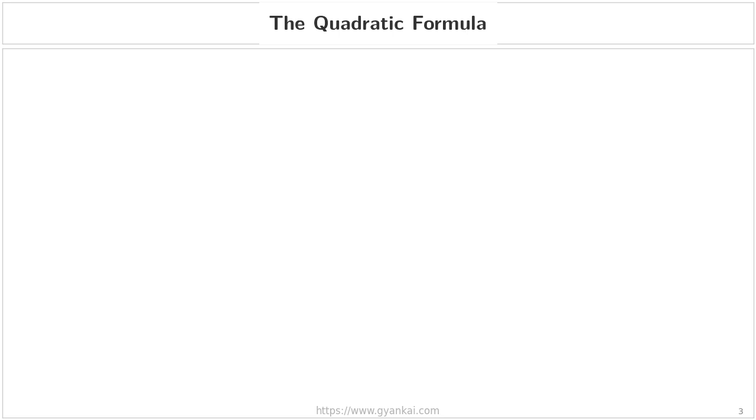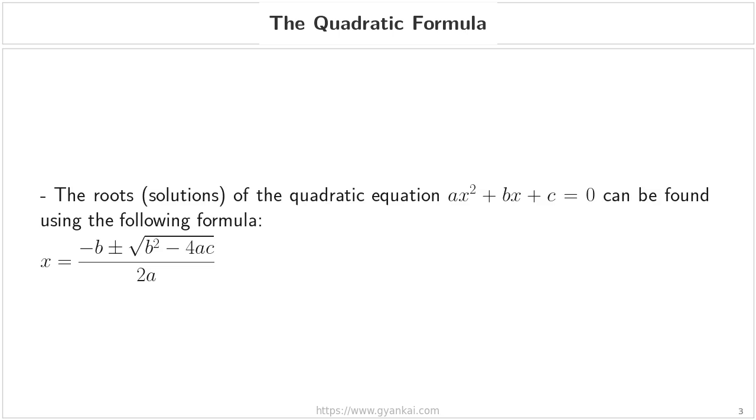The quadratic formula. Now that we have ensured our equation is in the correct standard form, let's look at the universal tool I mentioned earlier. To find the roots or the solutions of our quadratic equation, we use the quadratic formula. If you look at the screen, you'll see the formula written out. x equals negative b plus or minus the square root of the quantity b squared minus 4ac, all over 2a.